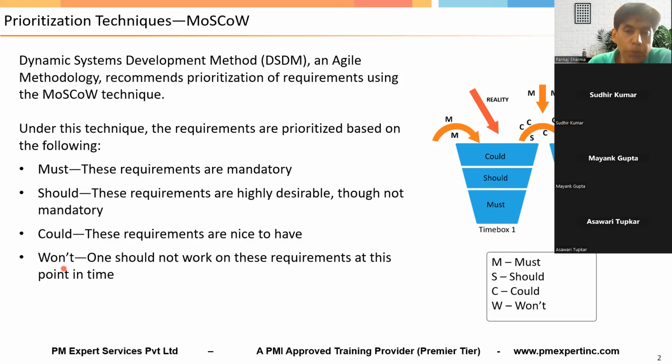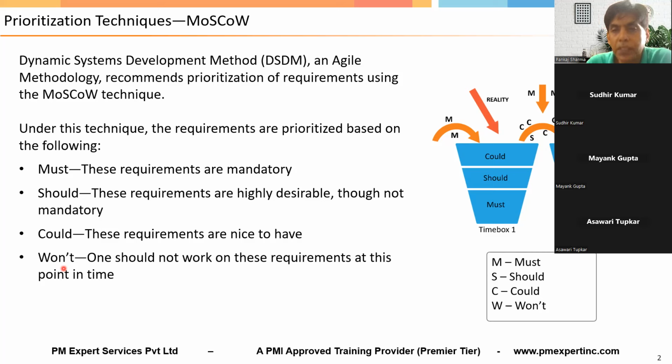So this is how you group requirements into various categories through this prioritization technique called the MoSCoW method. You categorize the requirements as must have, should have, could have, and won't have. Is that okay? Is that okay, guys? Yes. Now, any question about these different categories of requirements? Must have, should have, could have, or won't have?